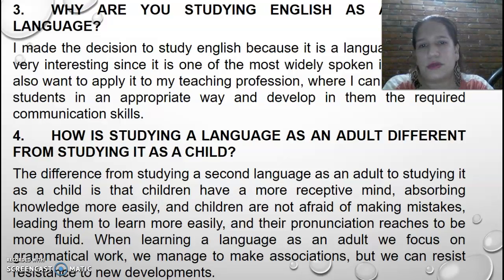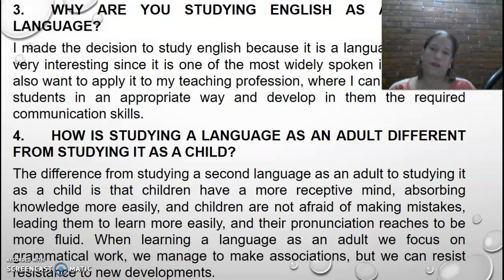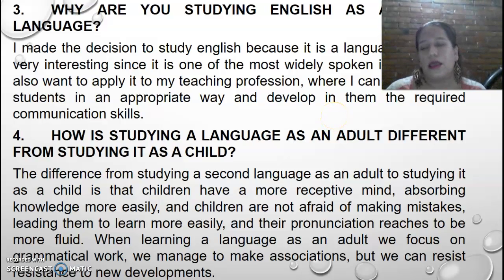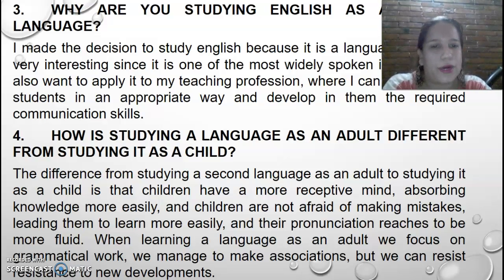4. How is studying a language as an adult different from studying it as a child? The difference between studying a second language as an adult and as a child is that children have a more receptive mind, absorbing knowledge more easily, and children are not afraid of making mistakes, learning more easily, and their pronunciation tends to be more fluid.